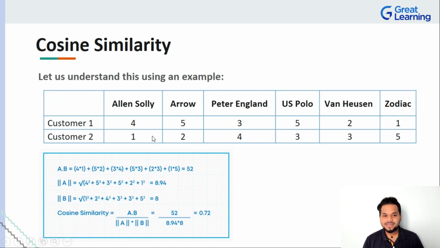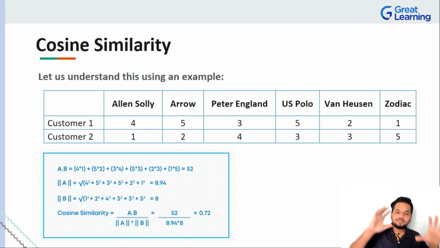So all we're going to do is we have to find summation, right? We're considering it as vectors. So all we're going to do is multiply 4 into 1, add that into 5 into 2, add that with 3 into 4, 5 into 3, 2 into 3, 1 into 5. We're going to multiply each of these customers' opinion about that brand, add all of that into one element. Now, when we go on to do that, we get one number, which is basically 52.